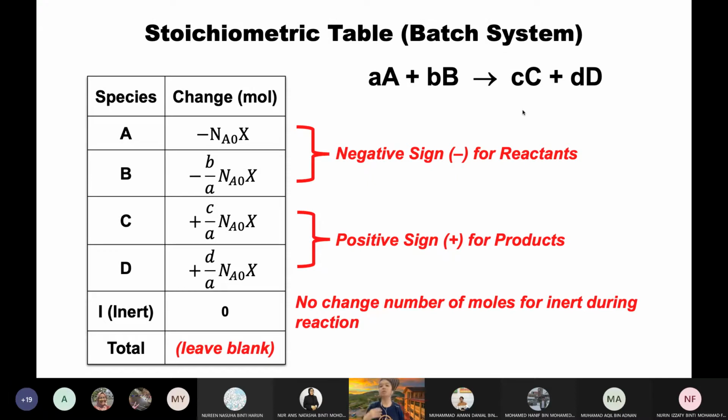So katakanlah C per A tu 1. So 1 darab dengan 5, NA0 5 darab dengan X. So jadi positif 5X. Positif tu kalau nak tulis pun boleh, tak tulis pun tak apa. Tapi kalau kamu takut kamu confused, kamu tulislah positif tu untuk senang untuk kamu ingat. So same for D as well. Katakan D per A tu adalah 1 juga. So 1 times 5. So become D tu pun change dia 5X. Let's say for C change dia pun positive 5X. D pun positive 5X. Okay, done for the column change.